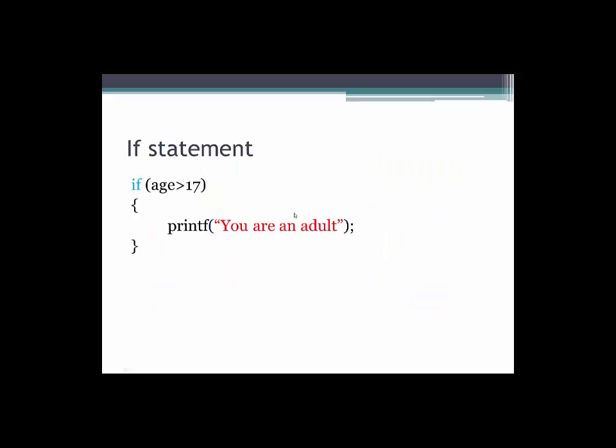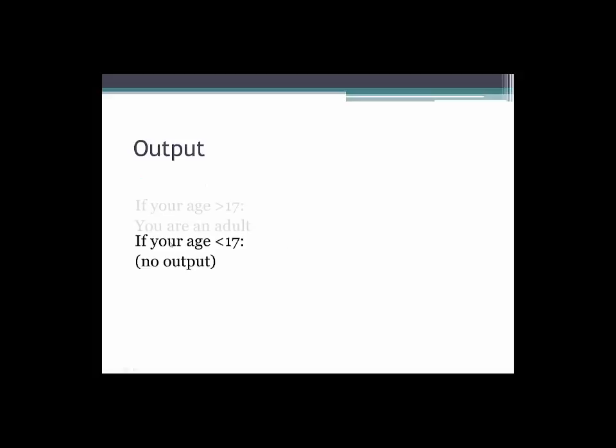A selection statement always comes along with an if statement. Like in the program, when the condition is true, the statement will be executed. It will print you are an adult if your age is more than 17 years old, but there's no output when you are not.